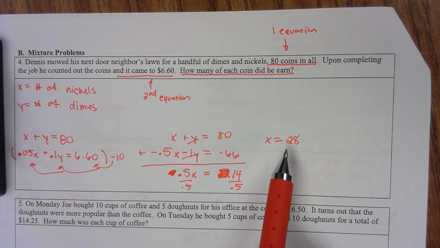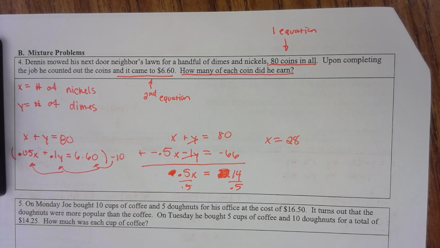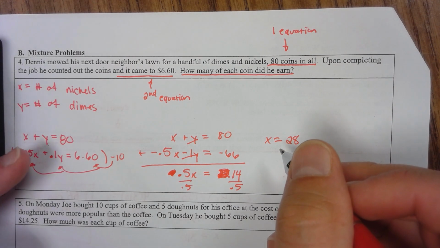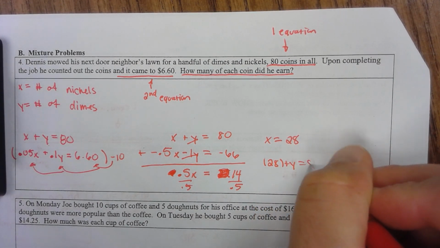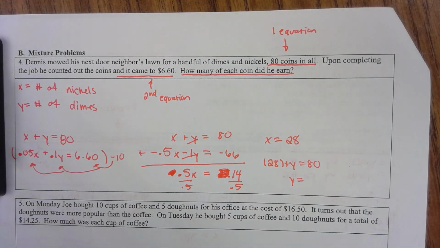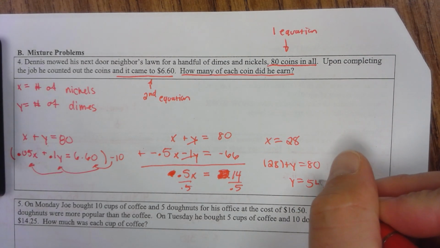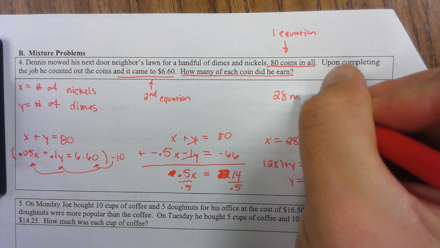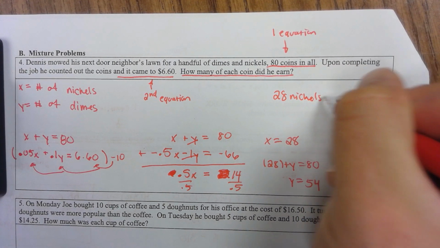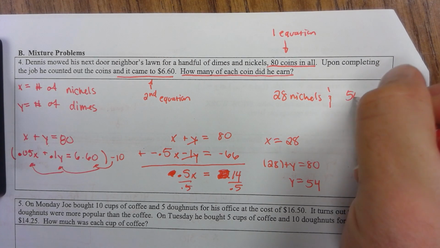And in this case, to find Y, it's going to be much easier to plug it back into the top equation, where I don't have to deal with any of those decimals. But again, it doesn't matter at all. I'm just going to plug it into the top one and say 28 plus Y equals 80. And thus Y equals 80 minus 28, which is 52. So Dennis earned 28 nickels and 52 dimes.